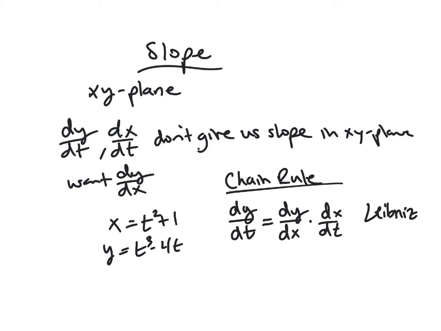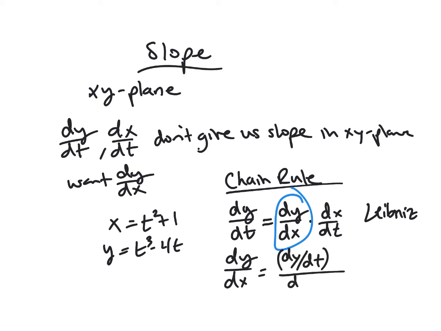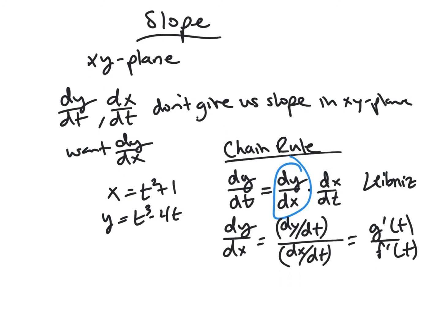The one I want here is dy/dx, so I'm just going to go ahead and solve for it. dy/dx is going to be dy/dt over dx/dt. Or, if you want to use what we had previously, this would be g prime of t over f prime of t. And of course, since we have a denominator here, we want the caveat that this is not going to be 0, because we don't want to divide by 0.